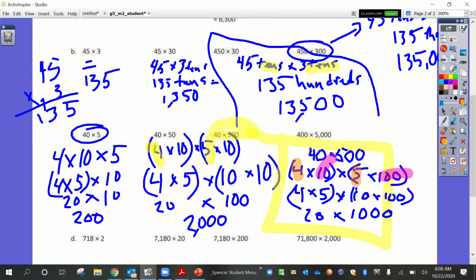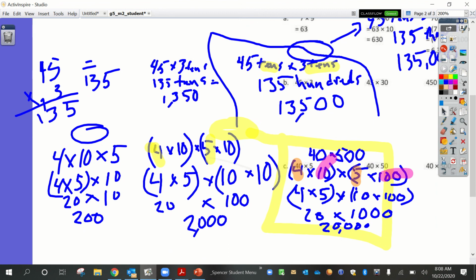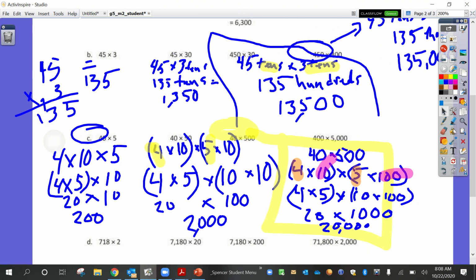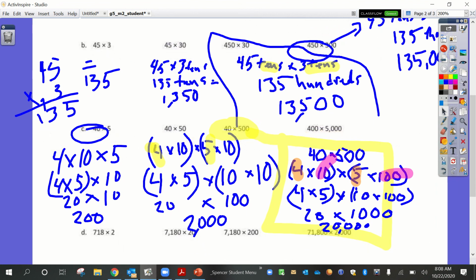So 20 times 1,000, well, it's 20 shifted 3 places to the left. So 20,000 is our answer. All right, let me squish this or move it all over. Whoa, Mr. Briggs. Oh, no, that's not going to work. Let me just leave it right where it was.